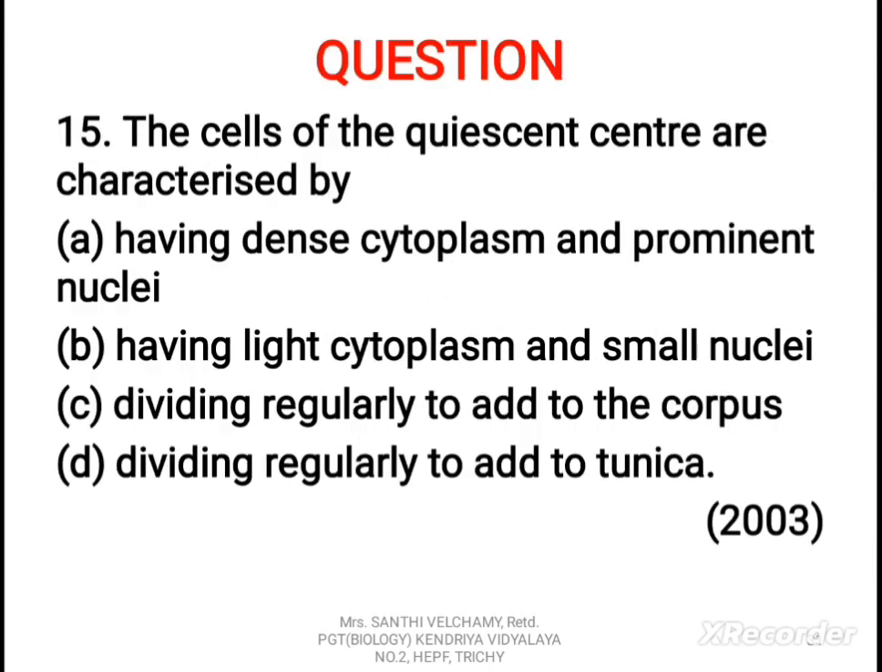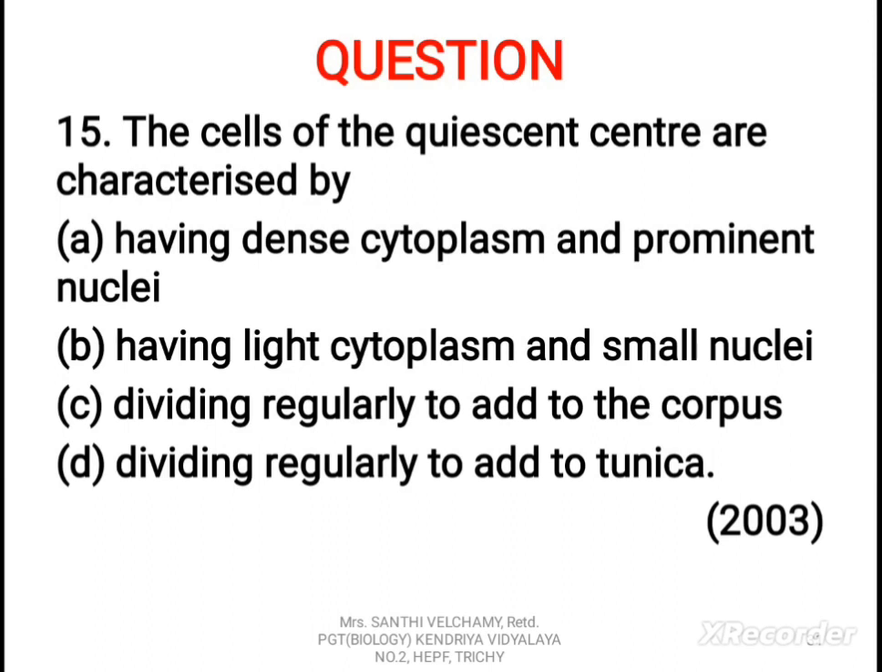Let us go to the next question. The cells of quiescent center are characterized by A. having dense cytoplasm and prominent nuclei, B. having light cytoplasm and small nuclei, C. dividing regularly to add to the corpus, D. dividing regularly to add to the tunica.